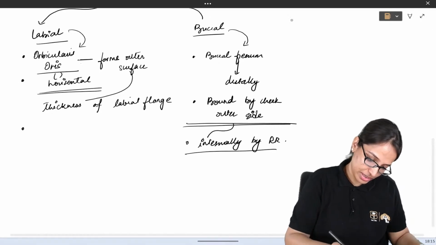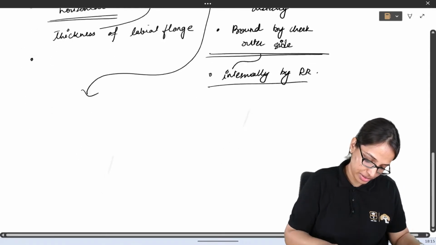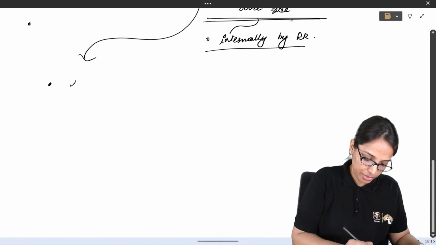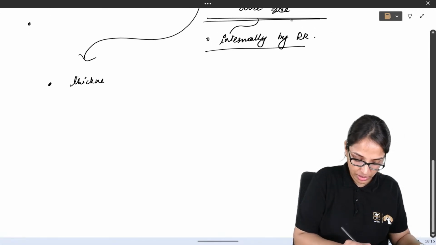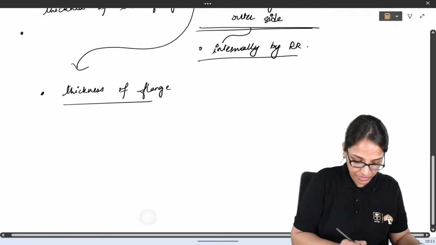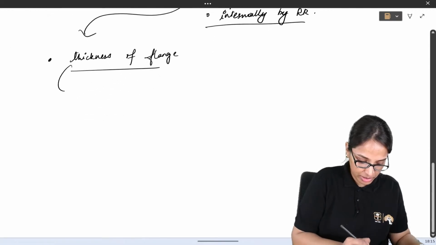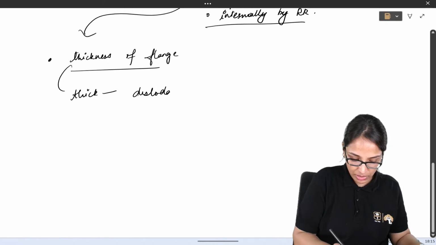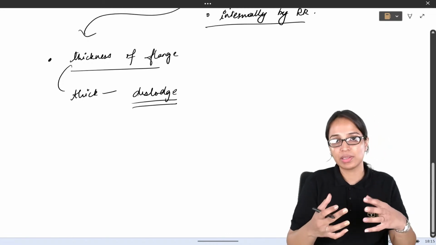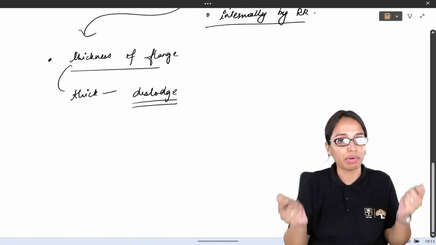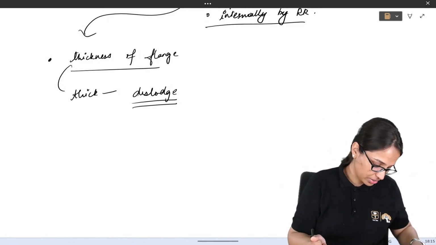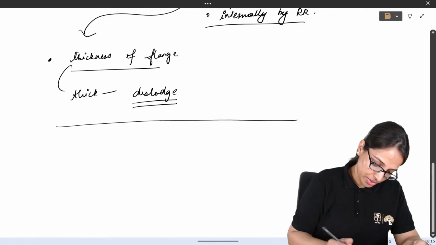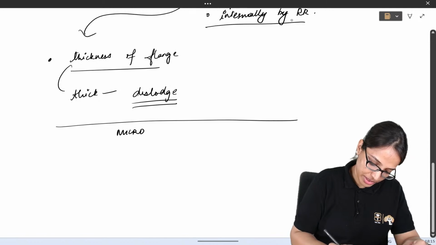Here also, if we see our buccal frenum, I'll write it down at this place. A very important point is the thickness of the flange of the denture. If we have a thicker denture, it will usually be dislodged because of the muscles which are present. So you need to do a lot of border molding movements so that the flange of the denture is adjusted here.